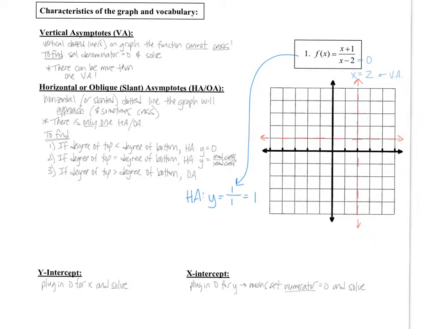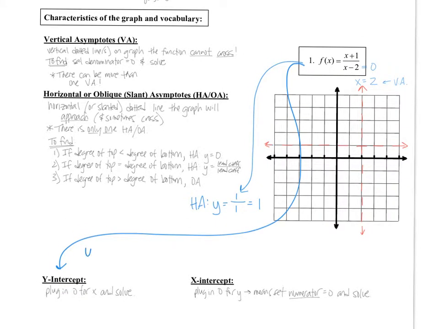All I have done is put the asymptotes on there. But let's find the x-intercept and the y-intercept. So I'm going to do that part down here. The y-intercept is telling me to plug in 0 for x and solve. My equation is, you know, f of x is just a fancy y.